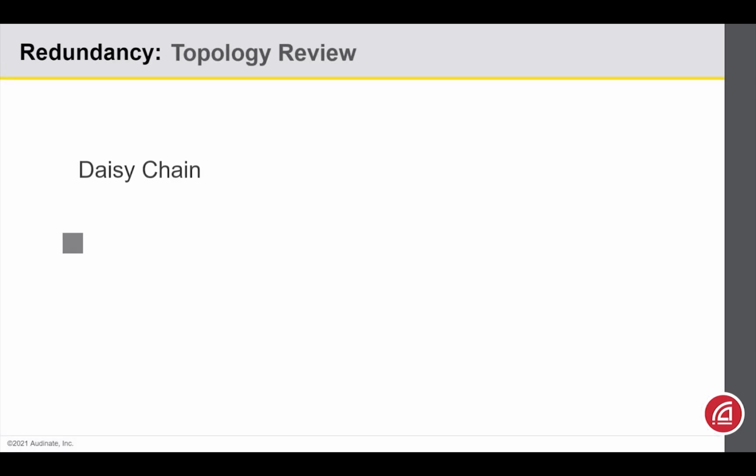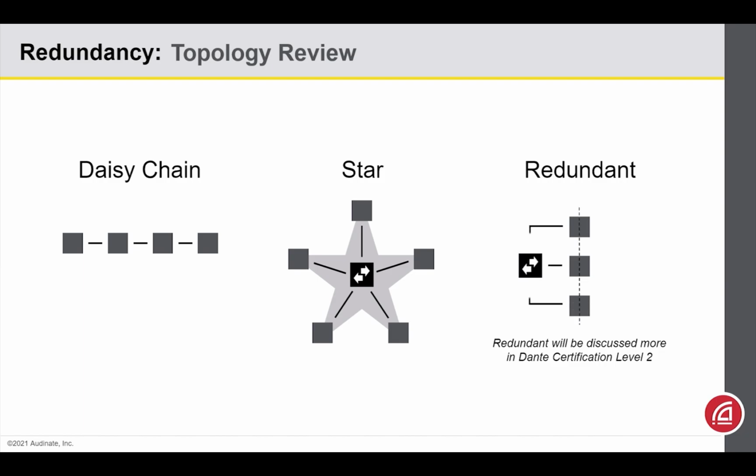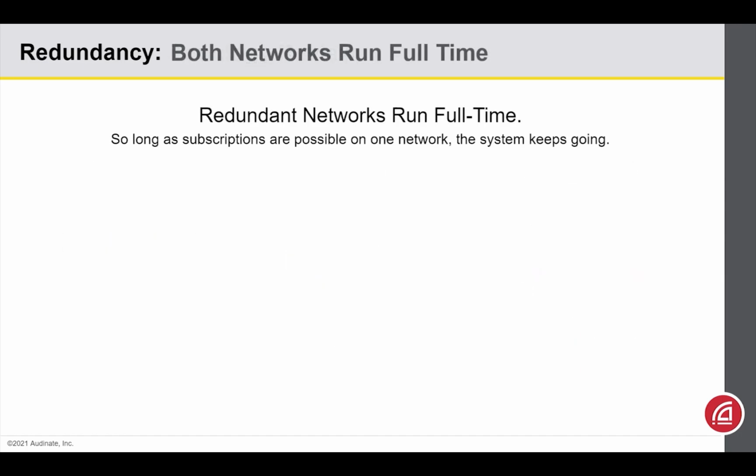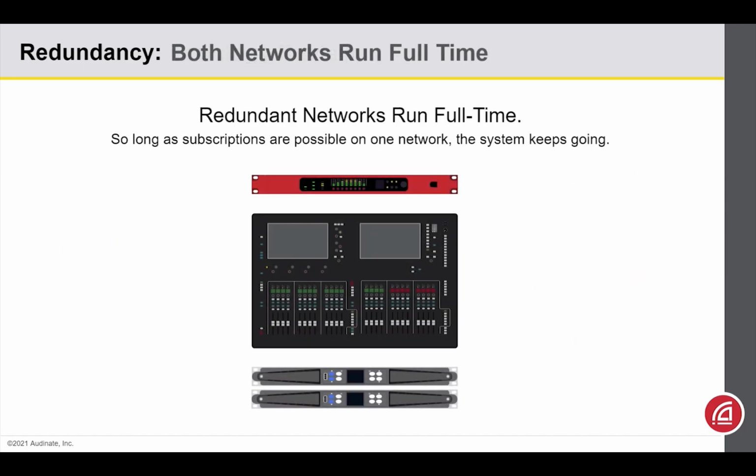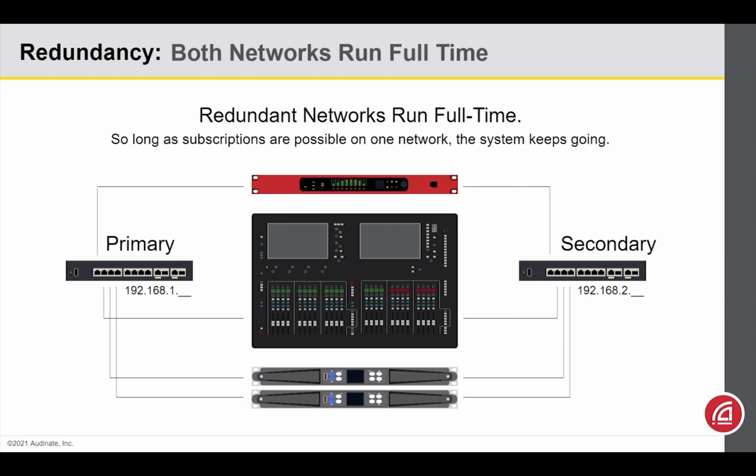You'll remember that in the Level 1 class, we talked about different network topologies. We certainly talked about daisy chain, and we showed a star network, but we didn't really get into redundant networks at that time. We saved it for this class. The idea behind the redundant network is that we can run two independent networks. The Dante device's primary ports can go to one network, and its secondary ports can go to the separate network.